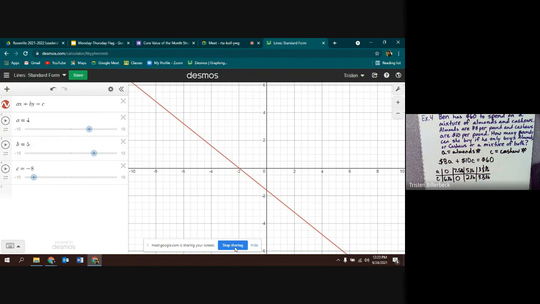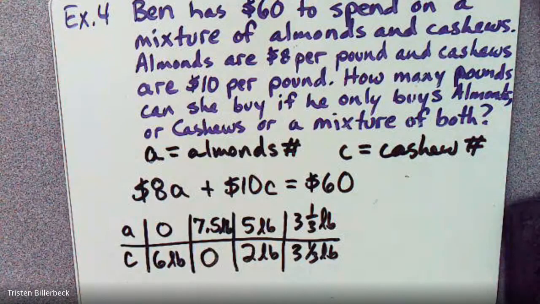All right, so that's it for this lesson. That was lesson 2.3. And let's see if I can get back here. There we go. So that's lesson 2.3.